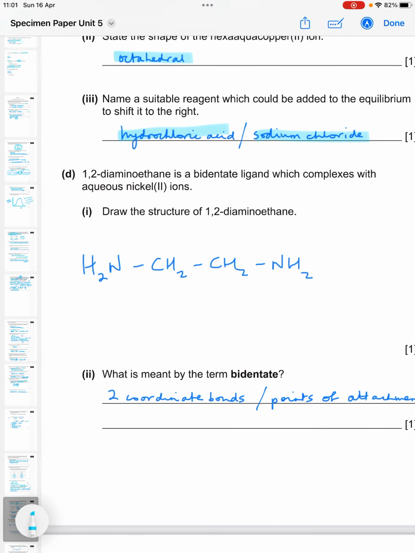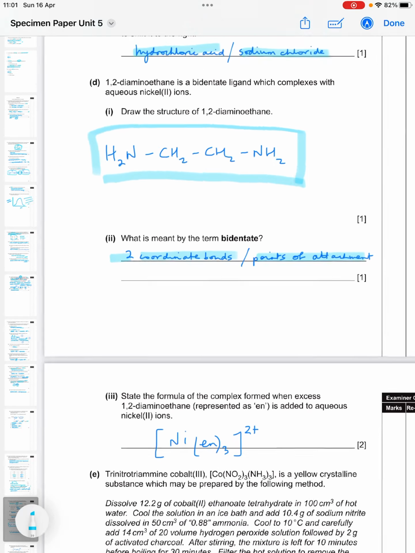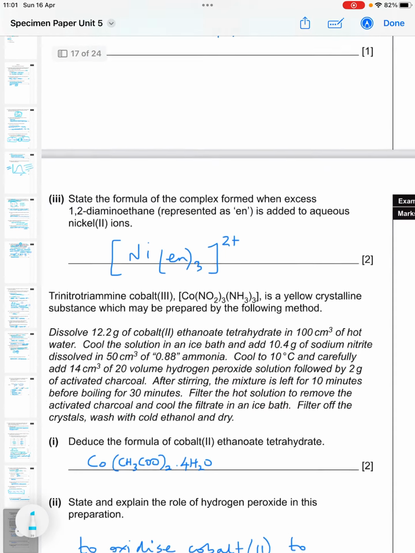Then 1,2-diaminoethane is a bidentate ligand which can form complexes with aqueous nickel(II) ions. Draw the structure of 1,2-diaminoethane. So it's just H2N, CH2, CH2, NH2. And that's one that you really should learn, as well as EDTA. Then what's meant by the term bidentate? So bidentate means 2, and it's 2 coordinate bonds or 2 points of attachment. You could say either.